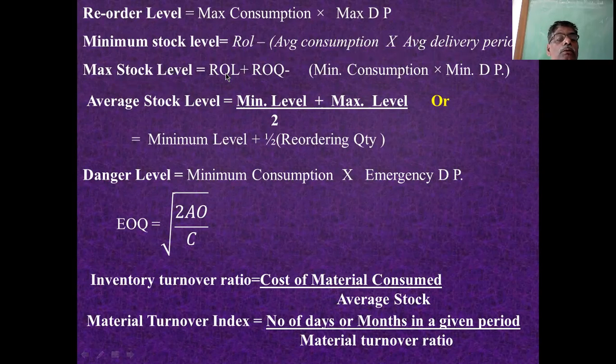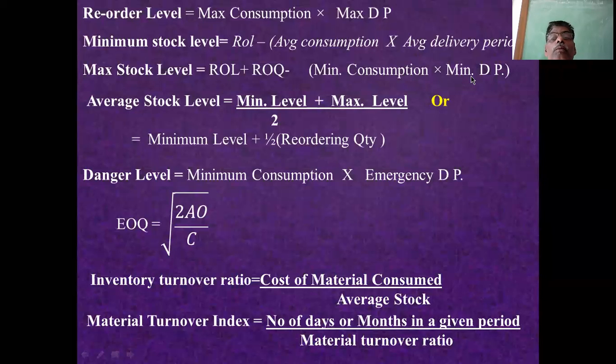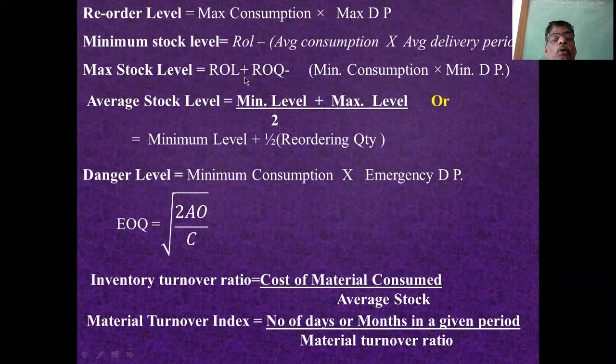Maximum stock level is equal to ROL, reorder level from the first equation, plus ROQ, reorder quantity, which is the economic order quantity. Remember this point. Minus minimum consumption into minimum delivery period. With this, you will get maximum stock level. And next is average stock level. Average stock level is equal to minimum stock level plus maximum stock level divided by 2.